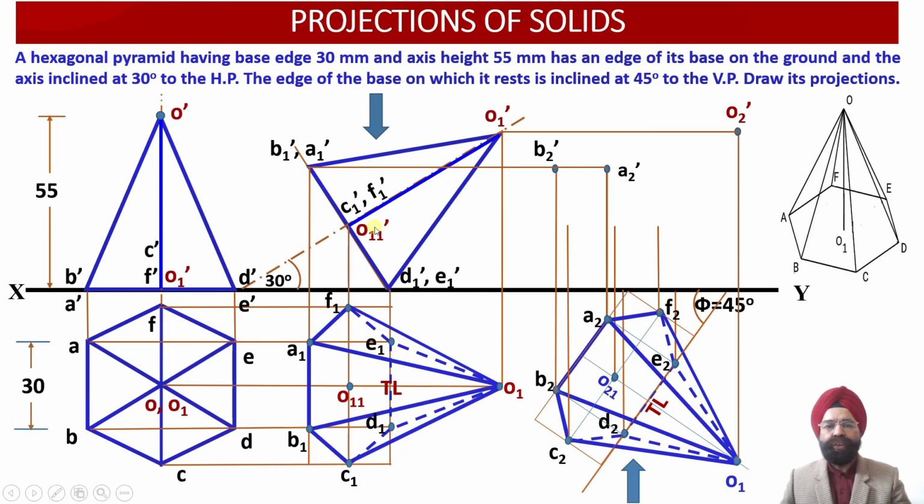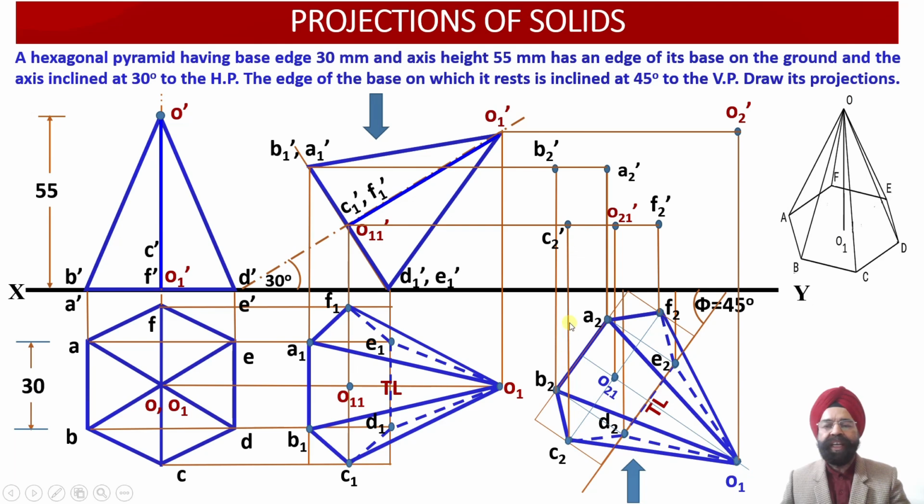Next we have 3 points, C1 dash, F1 dash and O11 dash. We draw a horizontal projector line emerging from C1 dash, F1 dash and O11 dash. Wherever this horizontal line is intersected by the vertical projectors drawn through C2, F2 and O21, we obtain the points C2 dash, F2 dash and O21 dash over here. We can check, this is point C2.